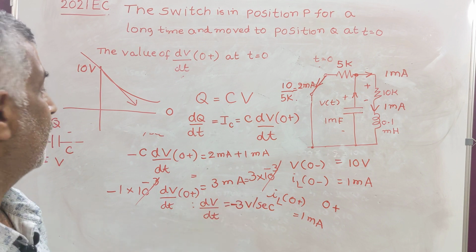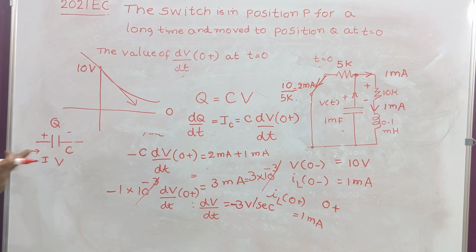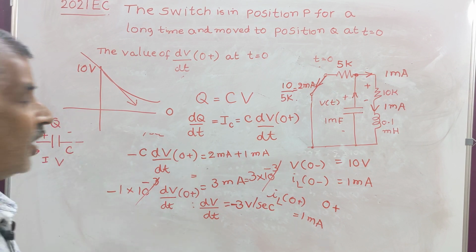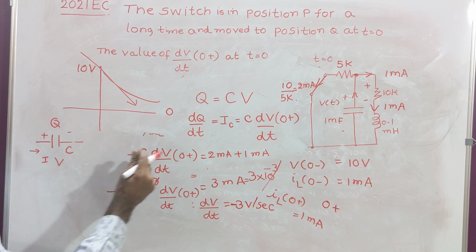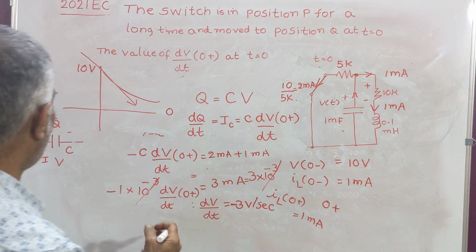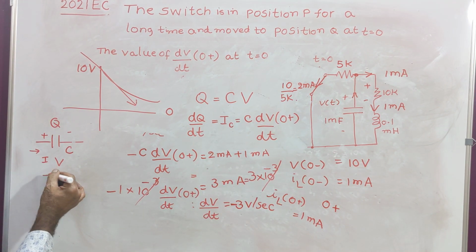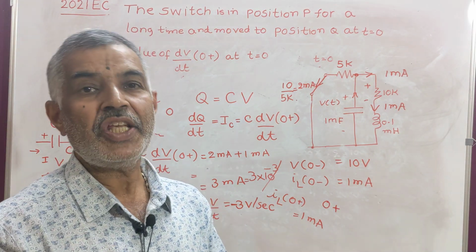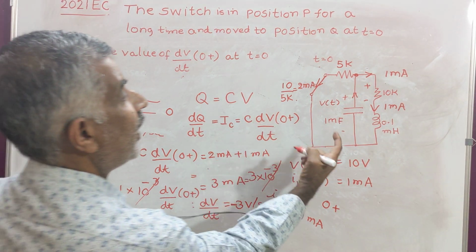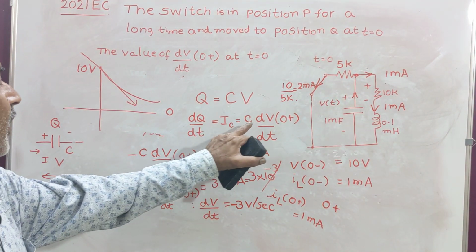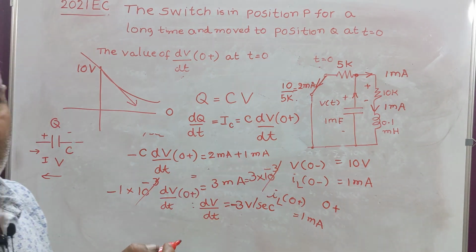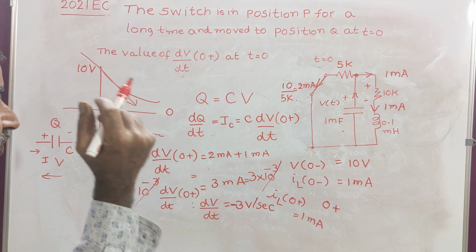So the point here is, for a capacitor, if Q is charge, C is capacitance, V is voltage, then Q equal to CV, or dQ by dt is equal to C dV by dt. But we are taking current in the other direction because the already charged capacitor is discharging through the rest of the circuit. Therefore, this should be taken with a minus sign. Minus C dV by dt at 0 plus equal to 2 plus 1 milliamps. Now the answer is minus 3 volts per second.